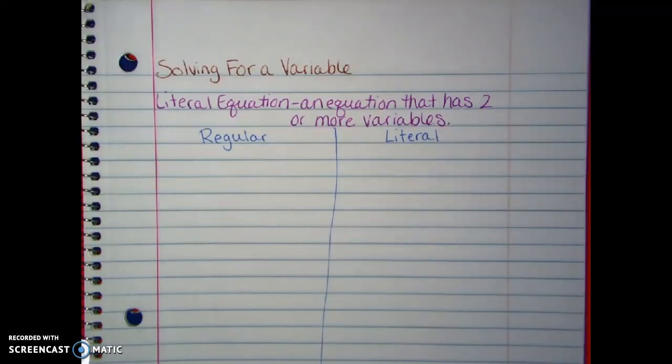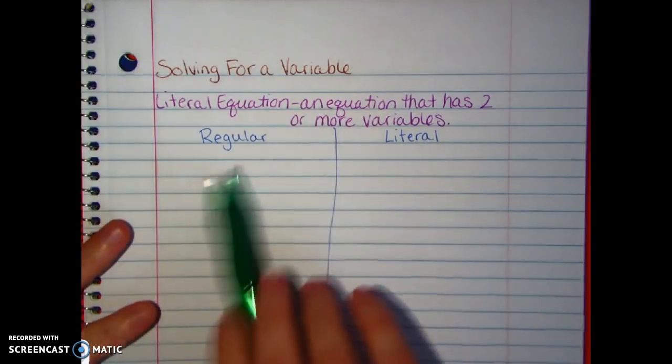Today's notes are on literal equations, which basically means we're solving for a variable, so that's the title of your notes. A literal equation is an equation that has two or more variables. A common one would probably be the Pythagorean theorem, a squared plus b squared equals c squared. That's one that you probably used last year. And you'll see a few more that we'll be using today and tomorrow.